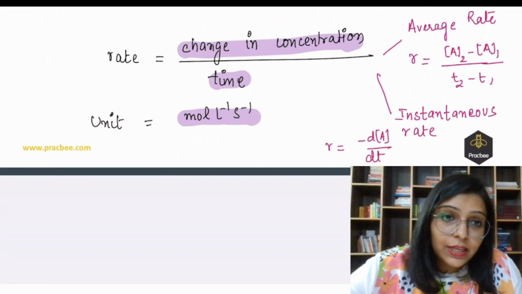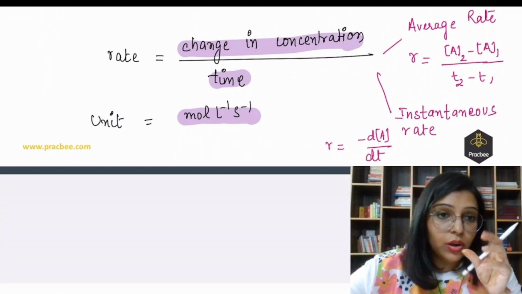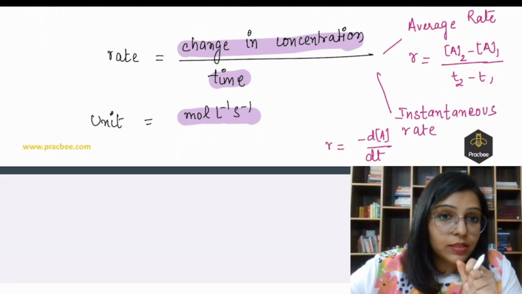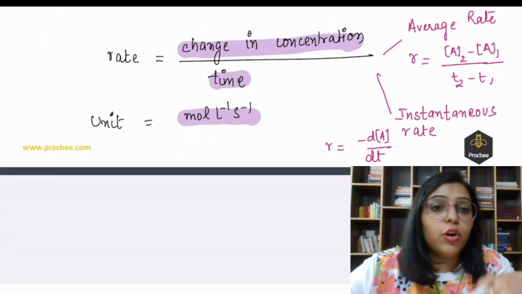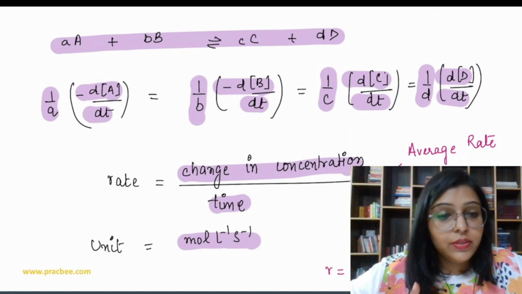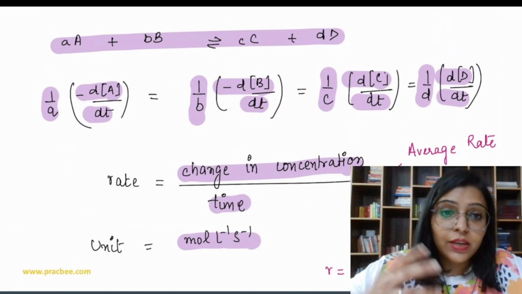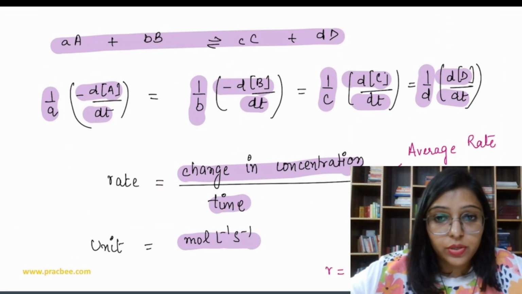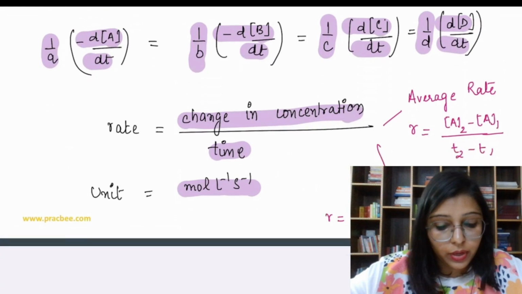Okay, now instantaneous rate we calculate when the time interval is very small. So rate is going to be minus dA by dt if we talk with respect to the reactant A. So we can find out the rate with respect to reactant A, reactant B, product C, product D. So we can easily find it out. Okay, now let's start solving question number 1.